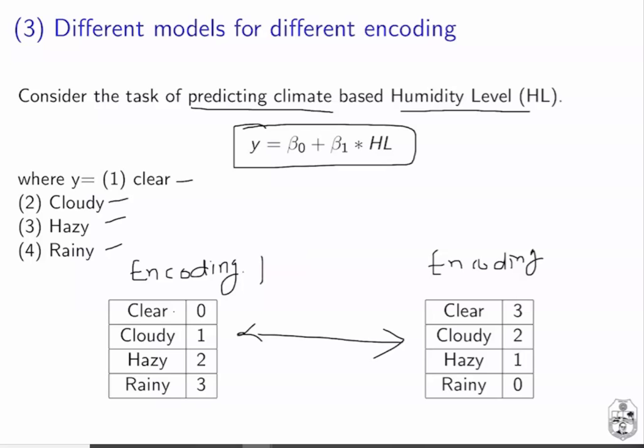Why is it happening? Because it is considering a natural order in the case of numeric numbers, like 0 is less than 1, 1 is less than 2, 2 is less than 3. But in this case, that would mean that clear is less than cloudy. This interpretation is wrong. Cloudy is less than hazy, and hazy is less than rainy.